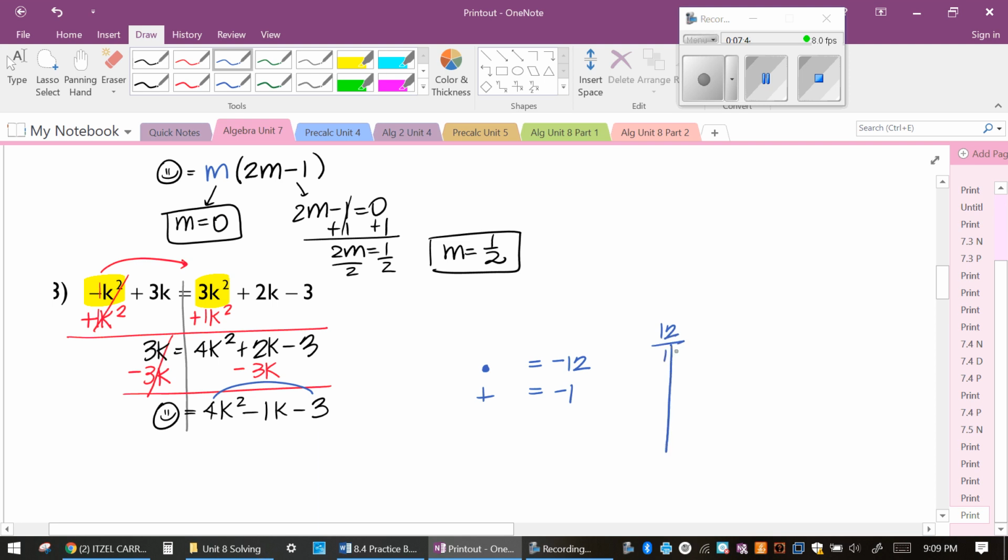So if you haven't done so already, pause the video now. Find the two factors of 12 that will multiply to negative 12 but add to negative 1. Push play when you're ready.